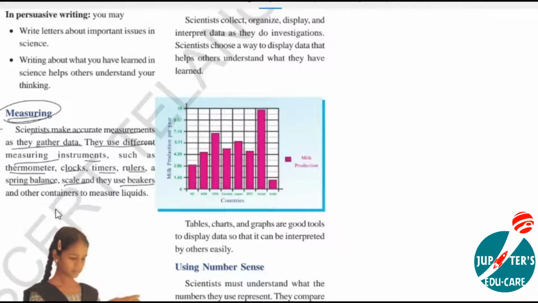And we use beakers. These beakers help to measure the quantity of liquid, whether it is 200 ml, 250 ml, 500 ml, or how much it is. So we use beakers and other containers to measure liquids, right? Like this, we have different tools to measure. These are measuring tools, and they are used by scientists.